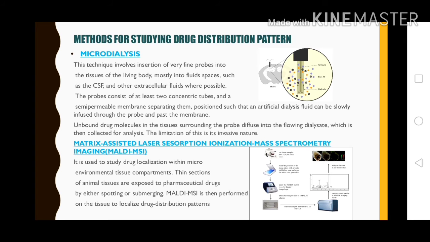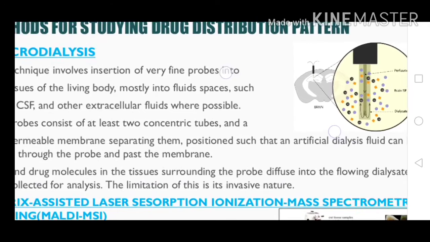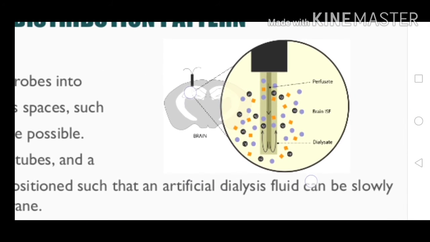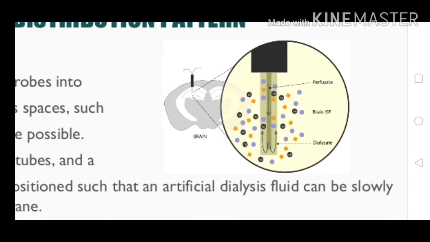So you can see at the end of the diagram there is a dialysate, and you can see it is in the brain cerebral fluid. There's a perfusate at the top. So unbound molecules diffuse into the flowing dialysate, which is then collected for analysis. The limitation for this is it is invasive in nature.